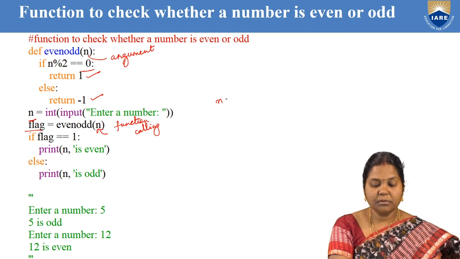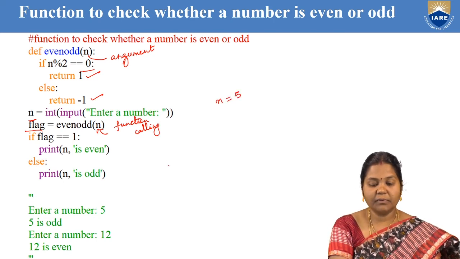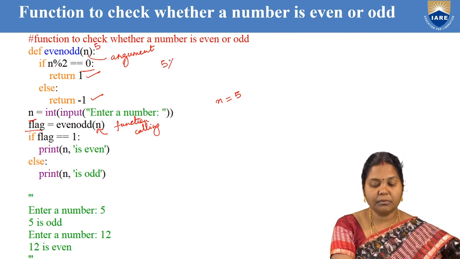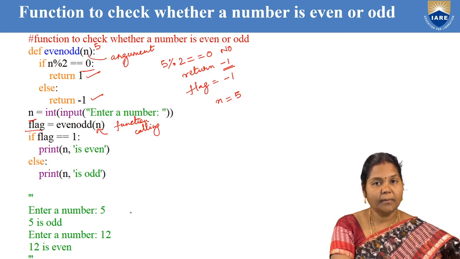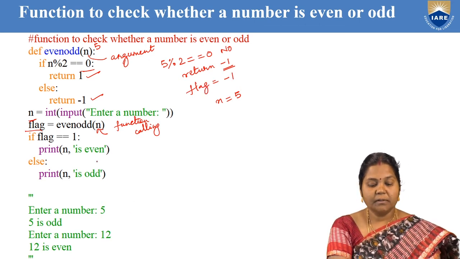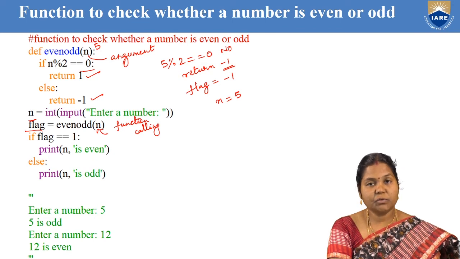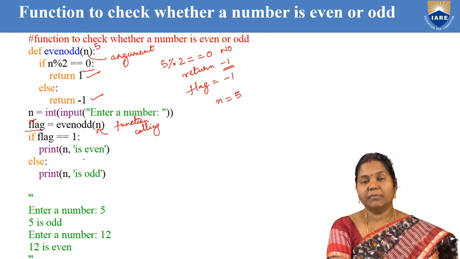Okay. Suppose I'll pass n is equal to 5. So 5 is passed over here. So 5 modulus 2 it will compute. So 5 modulus 2 is equal to 0? No. Okay. Then it will return. The return value will be minus 1. So the return value minus 1 will be stored into the variable flag. So flag will contain minus 1. So flag is nothing but a variable which stores the return value from the function.